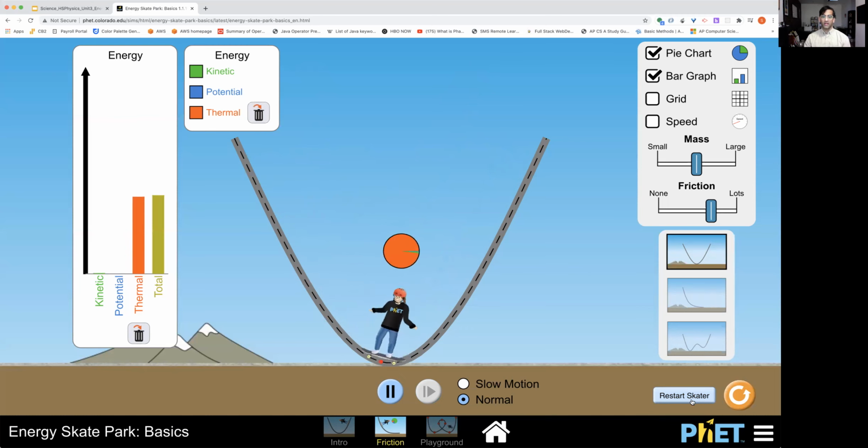But the important thing to note is that the skater is not endlessly going from side to side. This situation that we're looking at is far more realistic. And the reason why it's so much more realistic is because there is friction between the wheels on the board and the material of the half pipe.